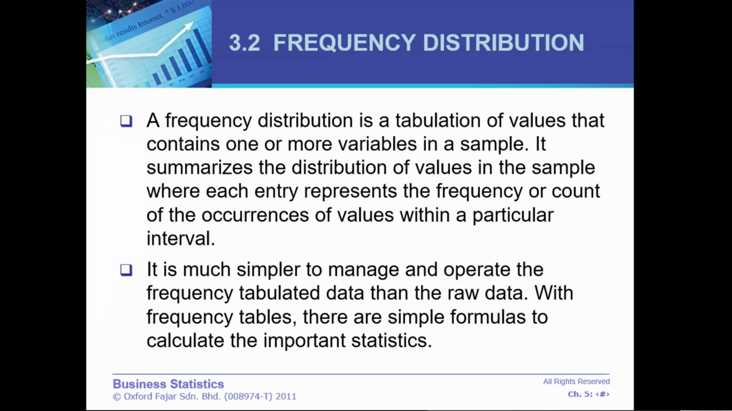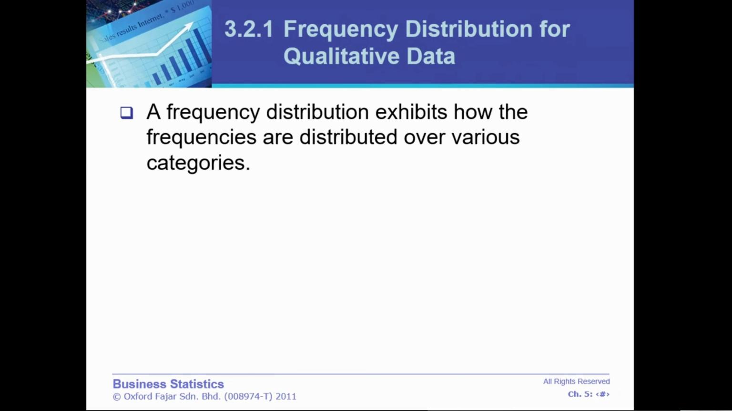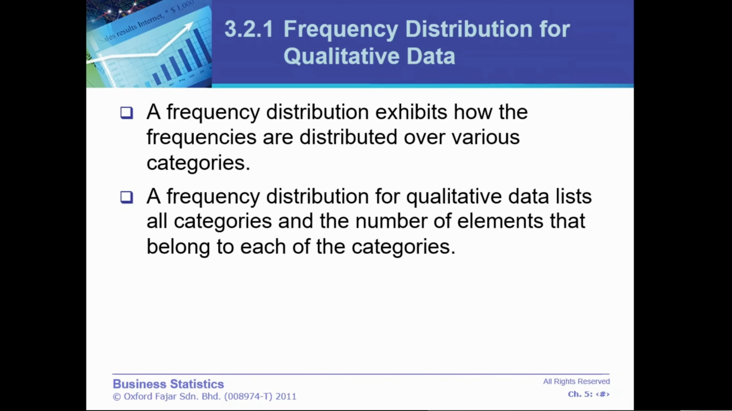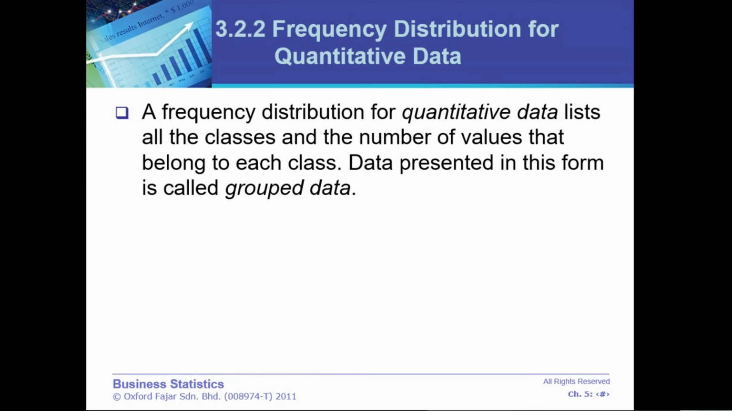It's much simpler to manage and operate the frequency tabulated data than the raw data. With the frequency tables, there are simple formulas to calculate the important statistics. So they exhibit how frequencies are distributed over various categories. A frequency distribution for qualitative data lists all categories and the number of elements. If you remember yesterday, we gave an example about this, which is the preferred cars among young executives. And we talked about the quantitative data, which was the BMI of the kids in the school.